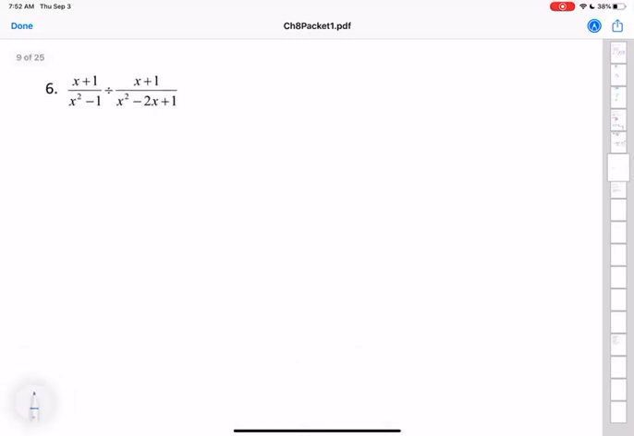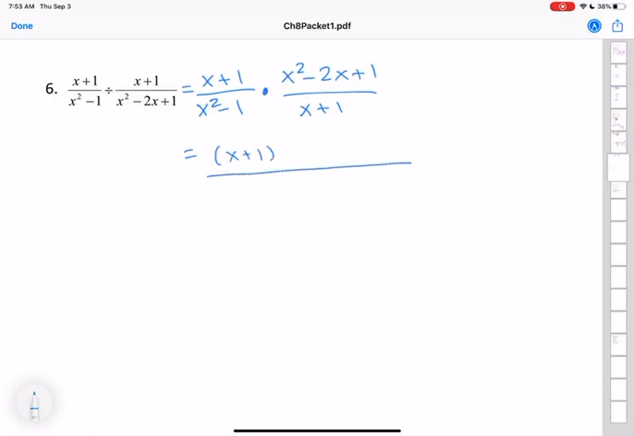Okay, so division, so I'm going to do keep, change, flip. Keep the first one. Change the sign. Flip the second one. Now multiply straight across the top. The x plus 1, I can't do anything with that yet. X squared minus 2x plus 1, I can factor that. Leading coefficient of 1, so I jump to the shortcut. Two numbers that multiply to 1, but add to negative 2. I'm thinking a negative 1, negative 1.